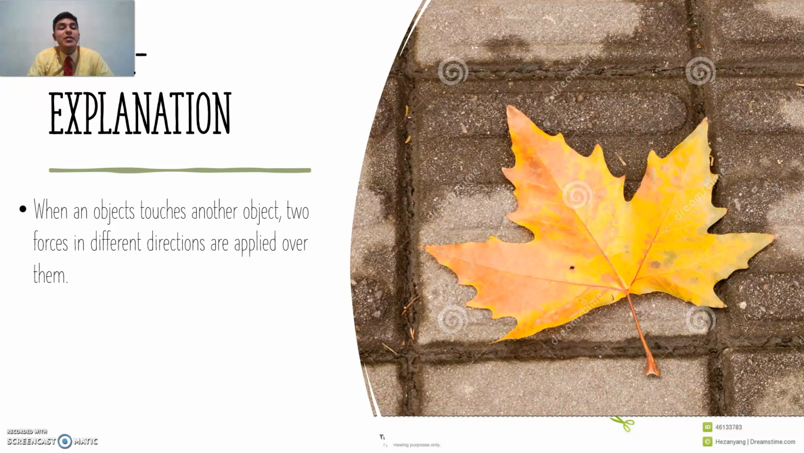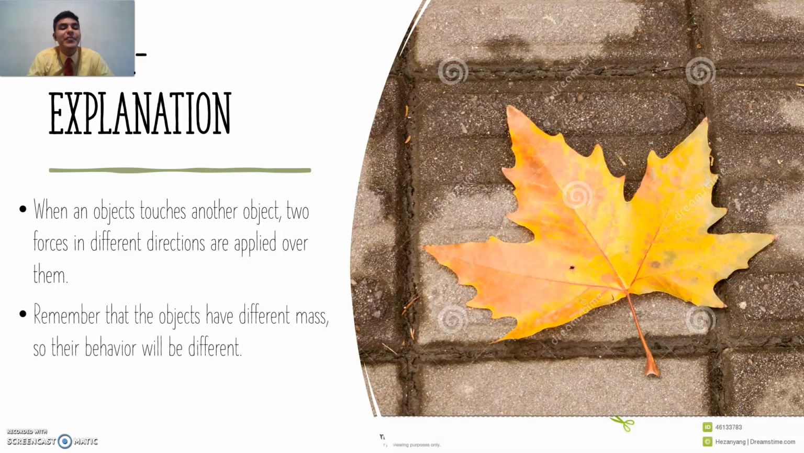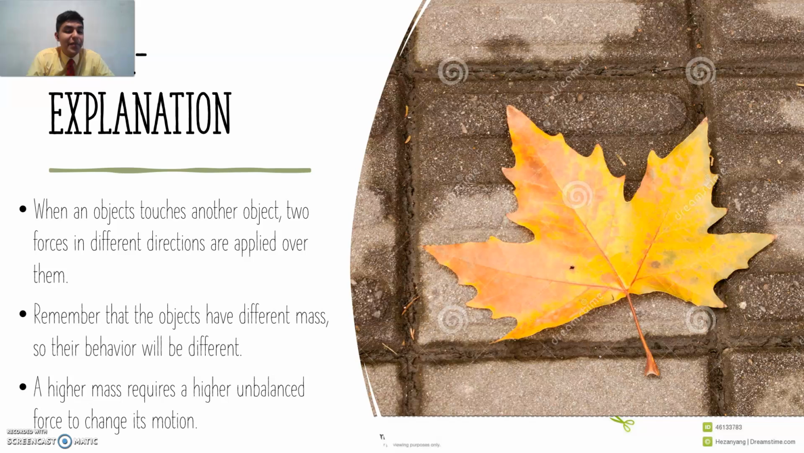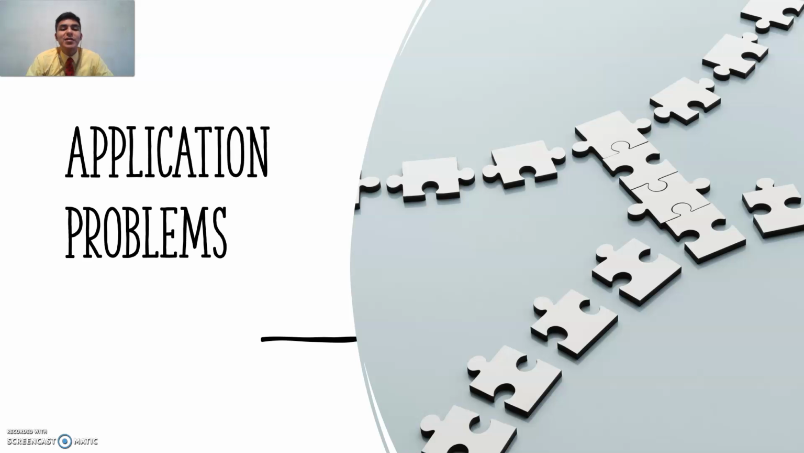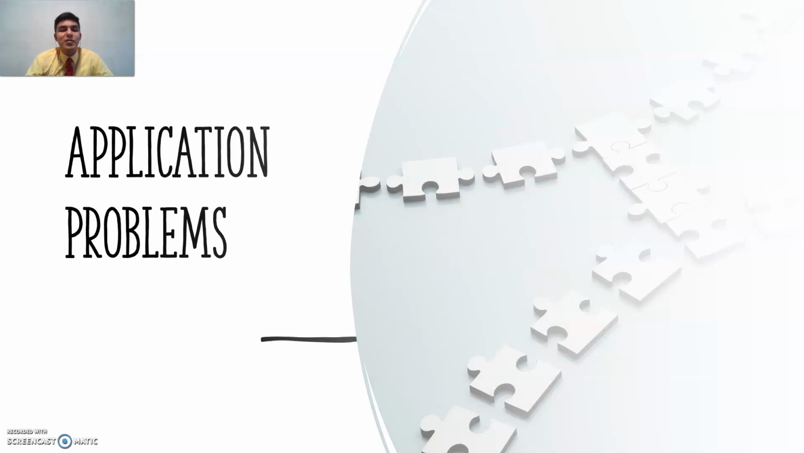So when an object touches another object, two forces in different directions are applied over them. Remember that the objects have different masses, so their behavior will be different. A higher mass requires a higher unbalanced force to change its motion. Pretty much this content is related to the example that I was giving you before. So let's continue and go over more application problems.